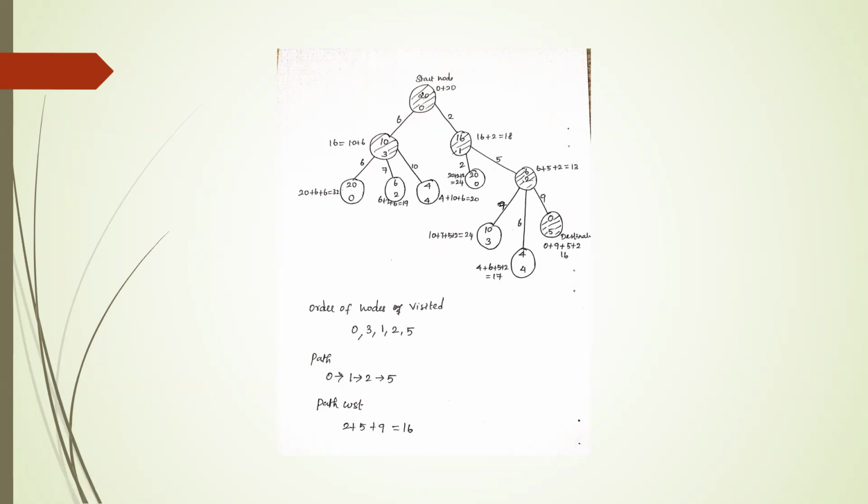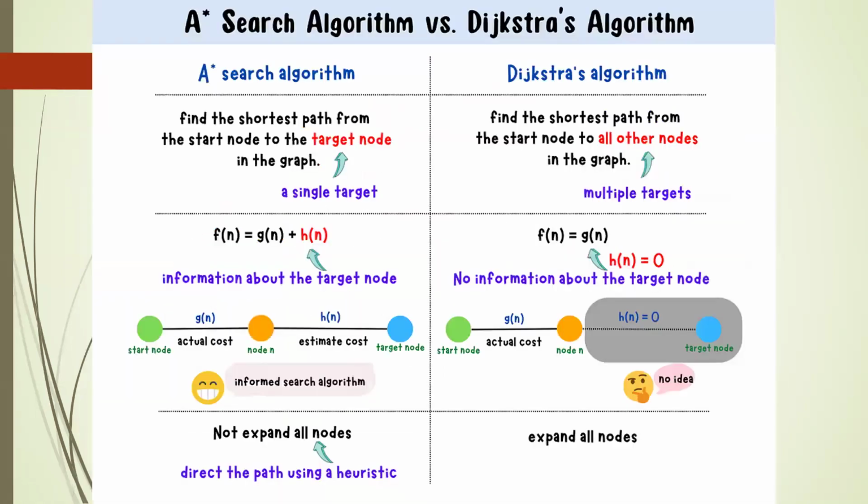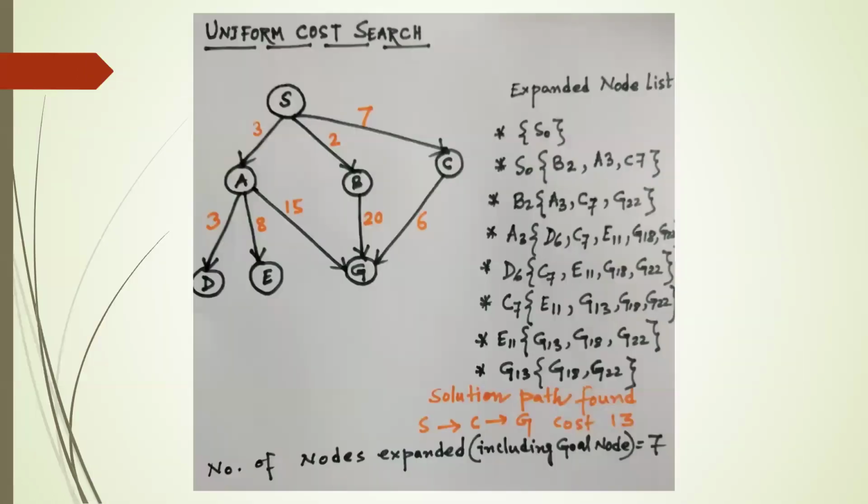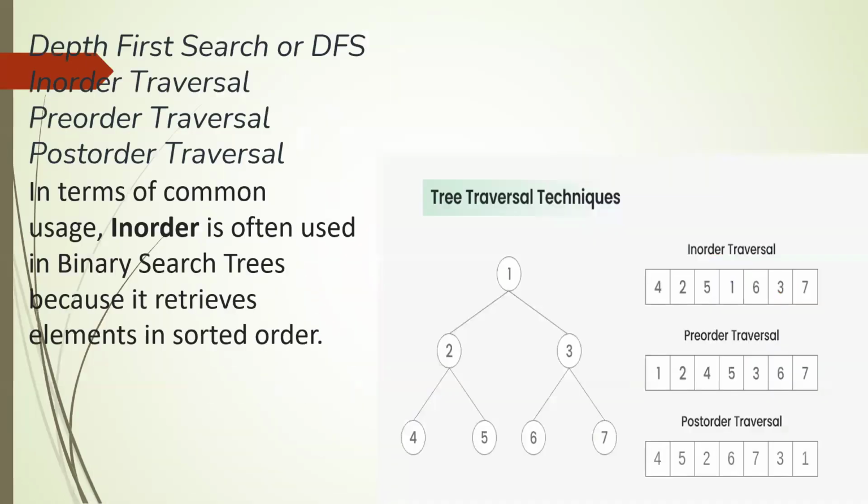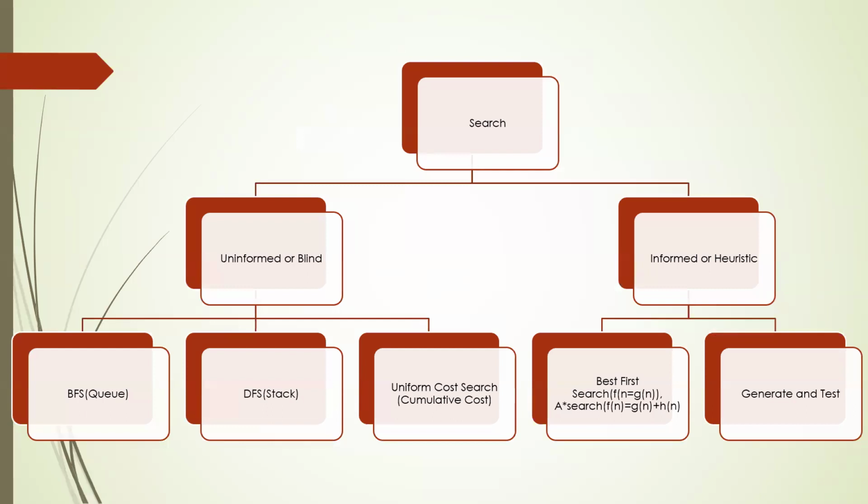So in this video, we discussed the basic types of informed search and uninformed search. I hope you all understand the problem very well.